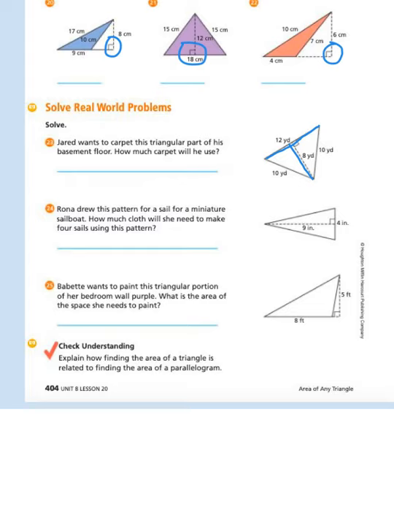The one thing on problem number 24, this one can be a little tricky. So let's read over that together. It says, Rona drew this pattern for a sail for a miniature sailboat. How much cloth will she need to make 4 sails using this pattern? So what she's drawn here is only 1 sail. You need to think about 4 sails.